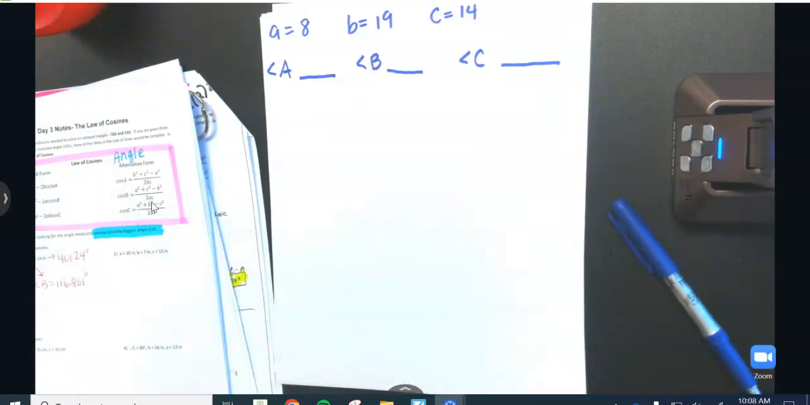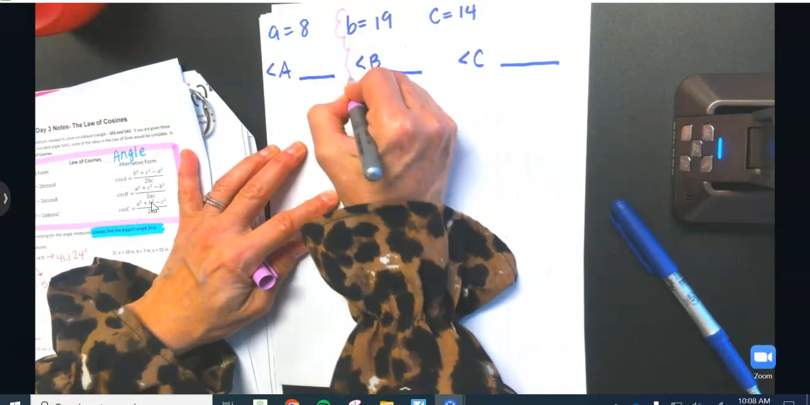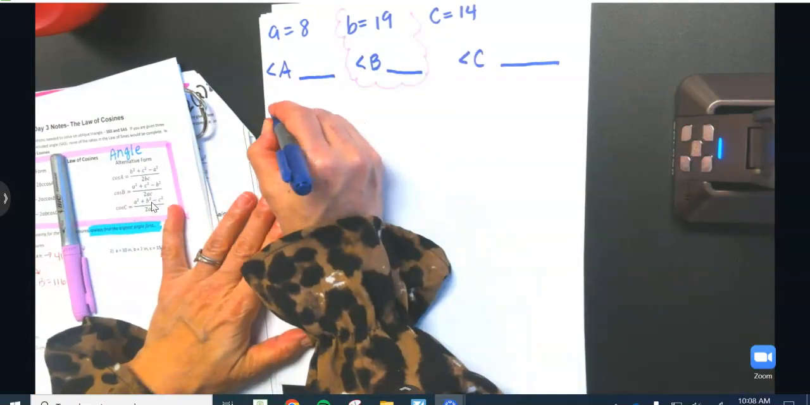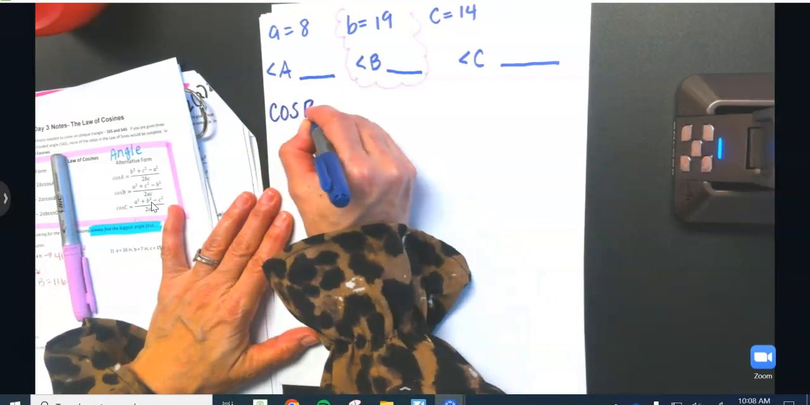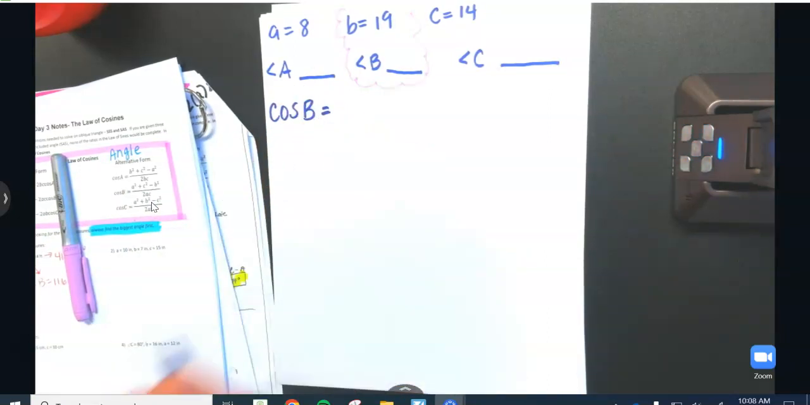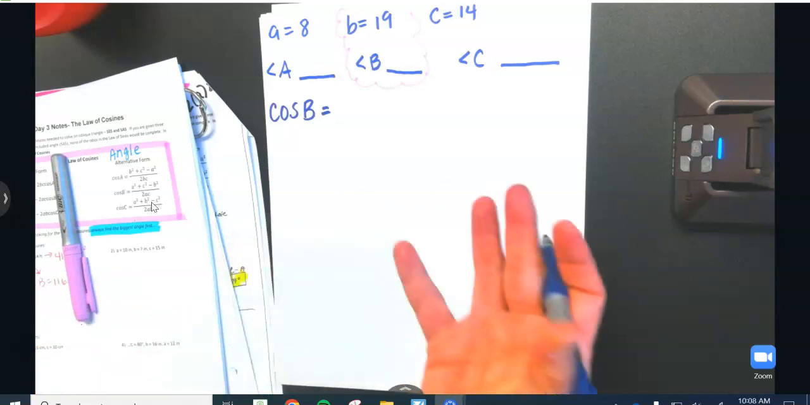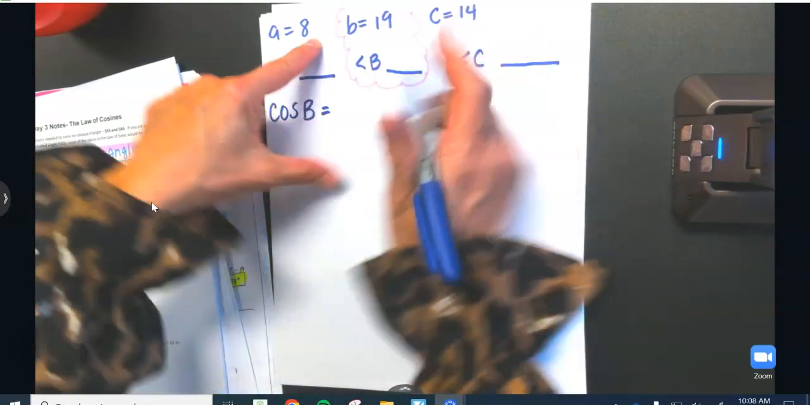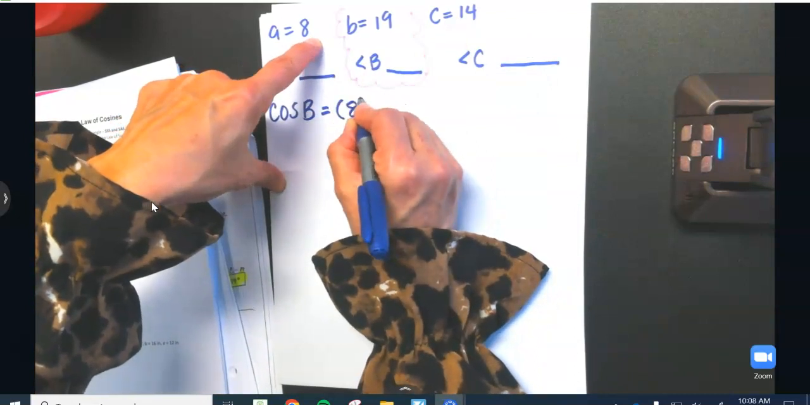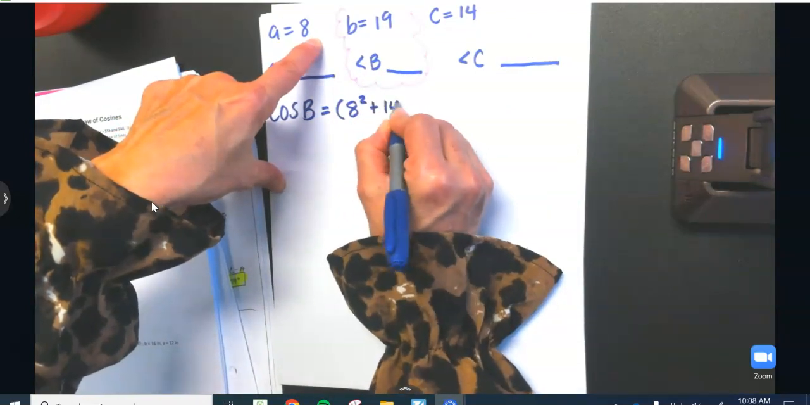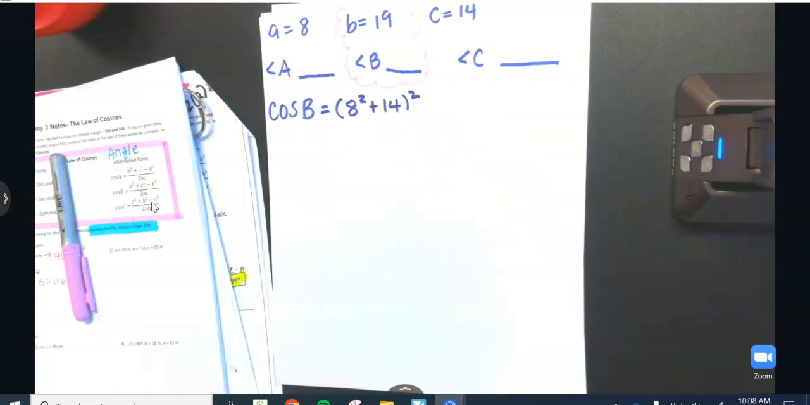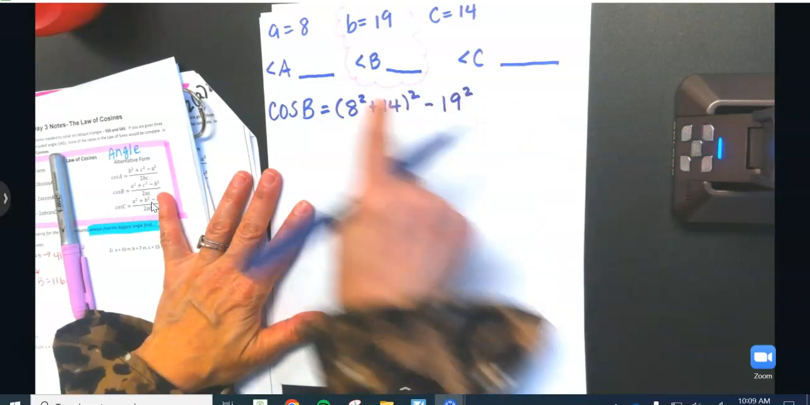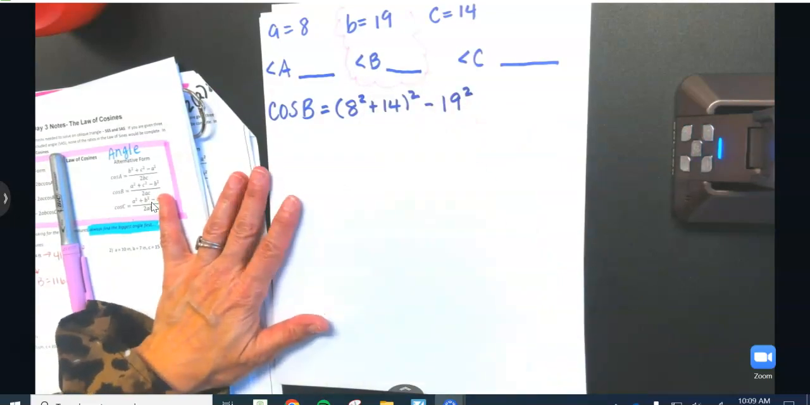Remember, we just talked about leg B being the largest. So I'm looking for angle B. So I'm going to start with cosine B. Now, these formulas are derived, obviously, from the Pythagorean theorem. So what you're going to do is take the two small legs, 8 squared plus 14 squared, and subtract it from the square of the largest one. Remember, we talked about it being 19.